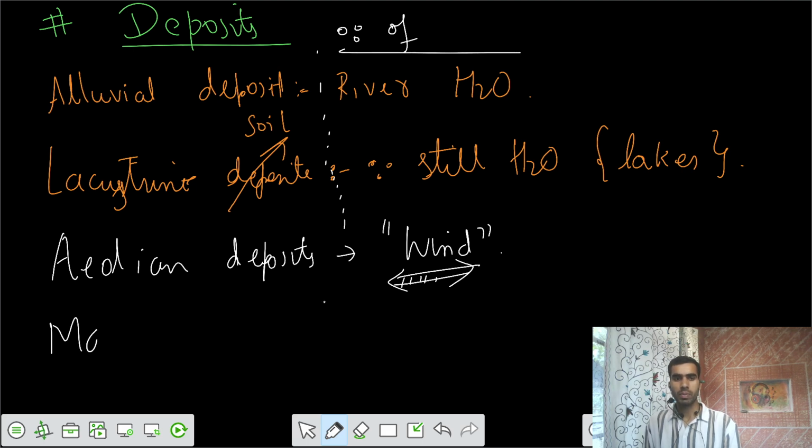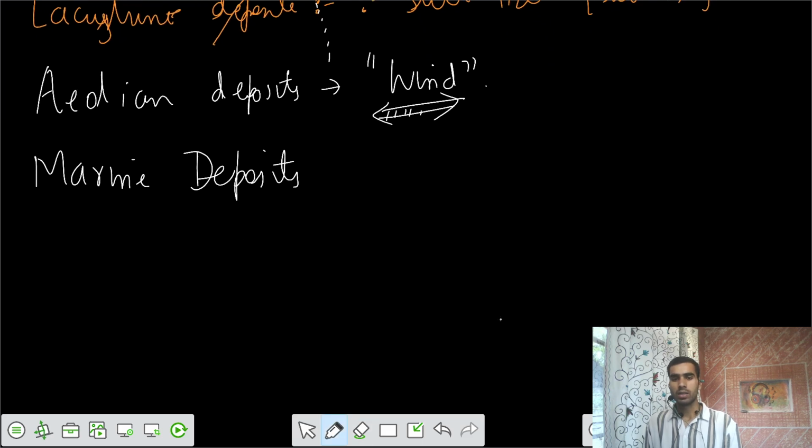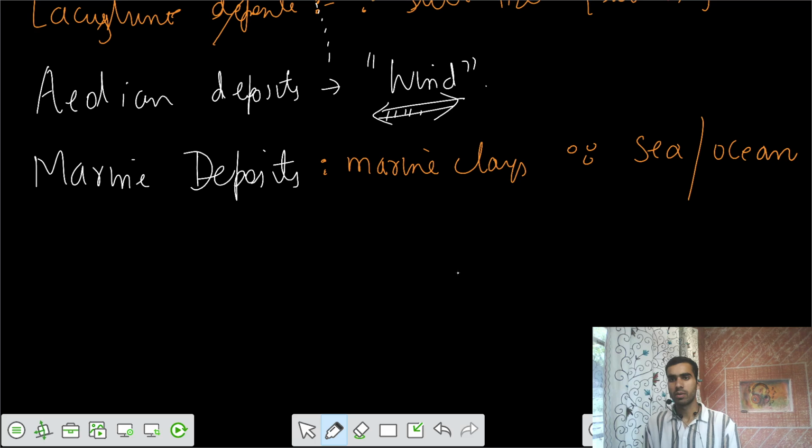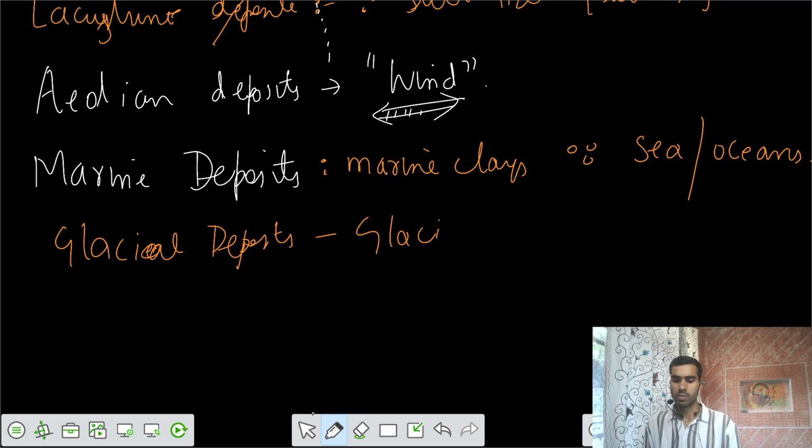Okay, it can also be marine clays, marine deposits. If you go near the sea coast lines, you can have these. We call them marine clays also, because it can be seas or it can be oceans. We can write here the cause for these. Also we can write glacial deposits. The name suggests that they are formed because of the movement of glaciers.